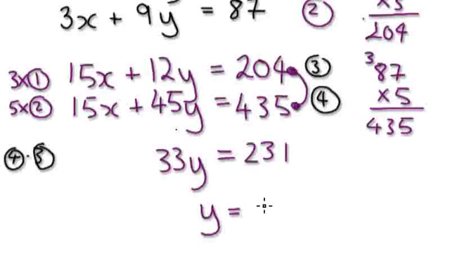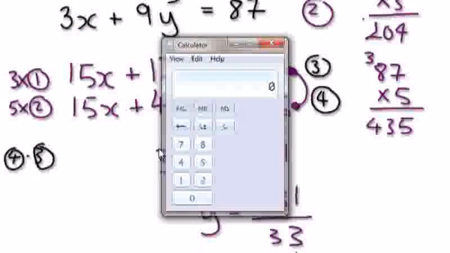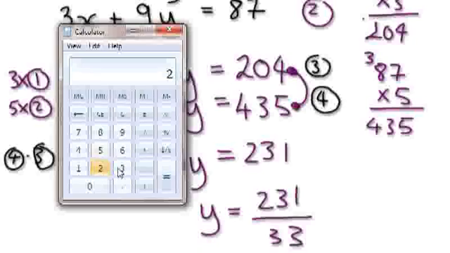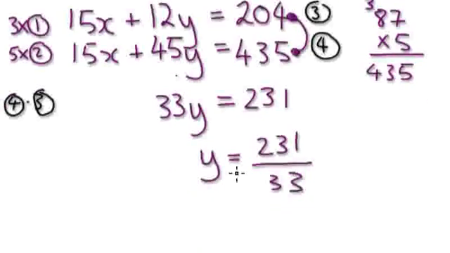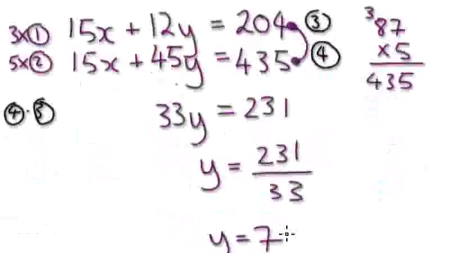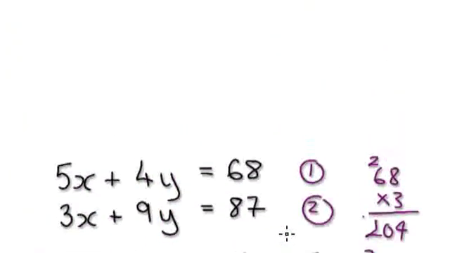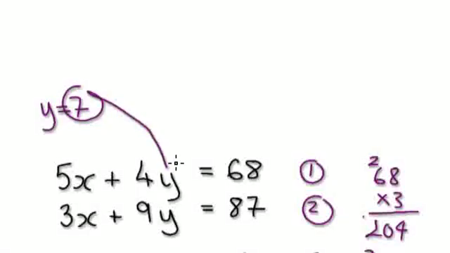So y equals 231 over 33. Which well, jump to your calculator. Hang on. 231 divided by 33 equals 7. So y equals 7. Okay. So we can put y equals 7 into this equation. So let's put the 7 into this y here.